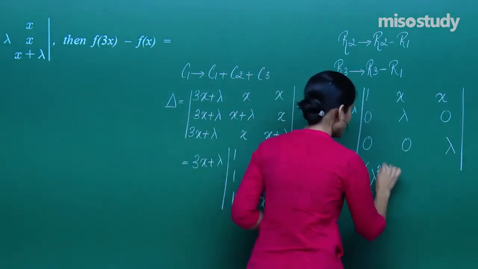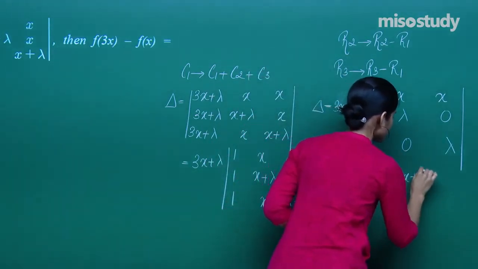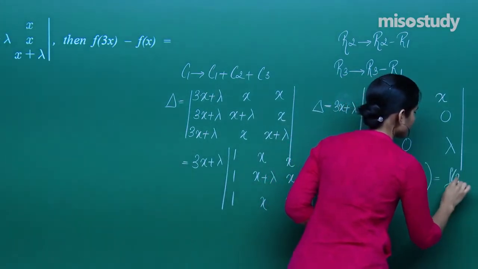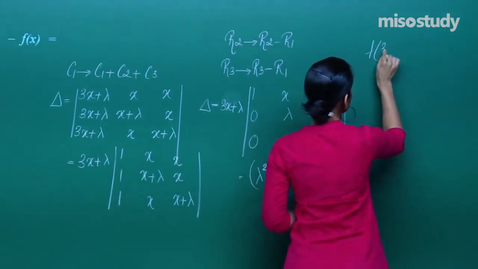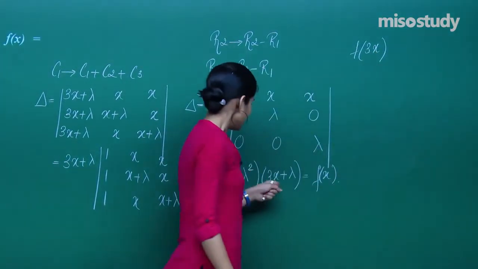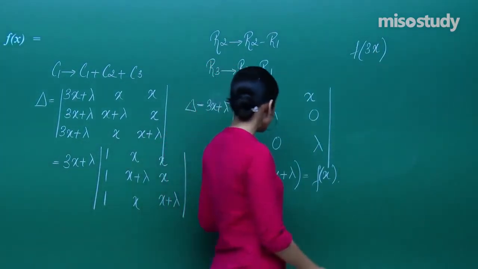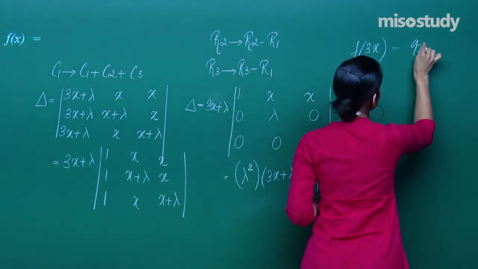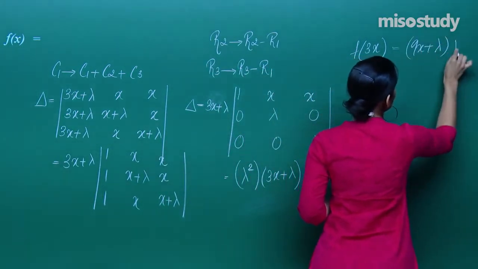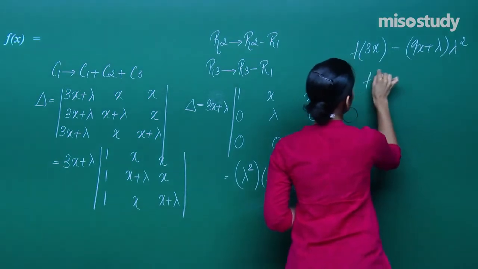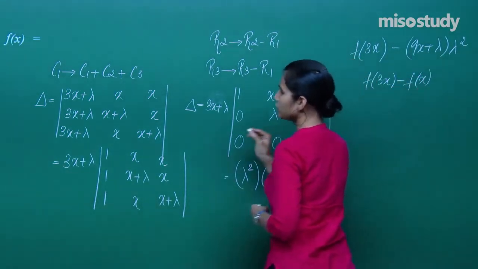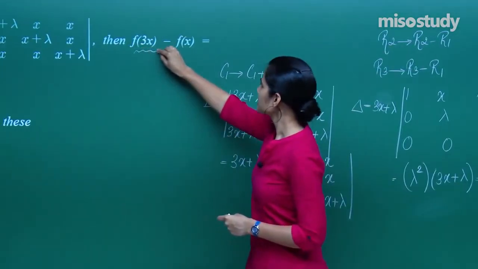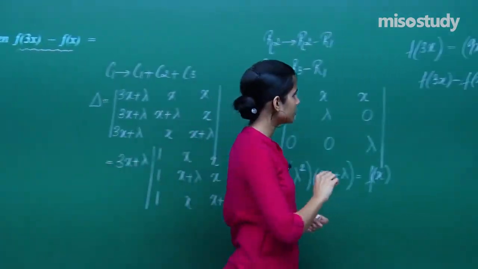Right? So you have lambda squared into 3x plus lambda as your f of x. So what will be f of 3x? In place of x put 3x, you get 9x plus lambda into lambda square. Therefore, f of 3x minus f of x, that's what we need to find.